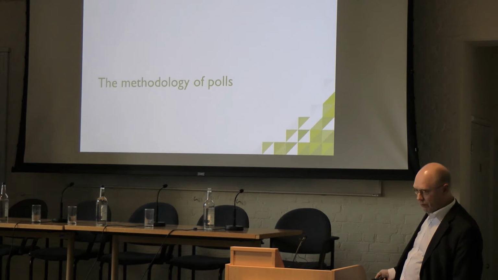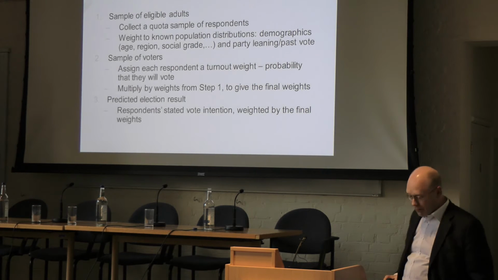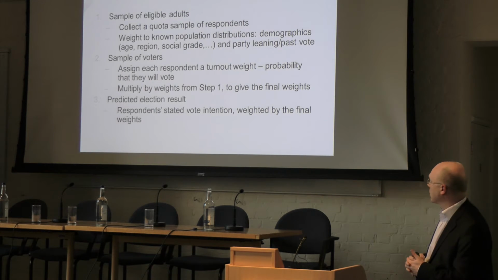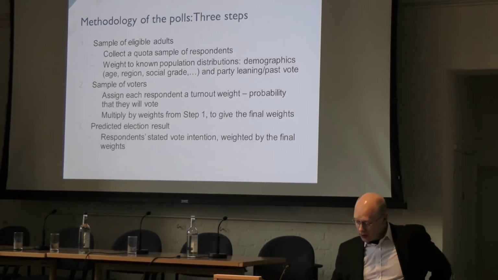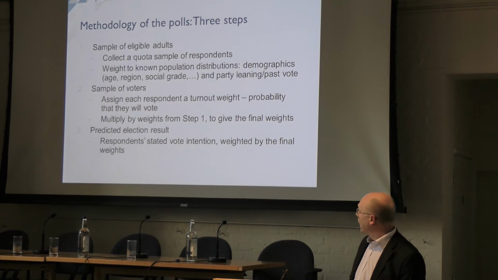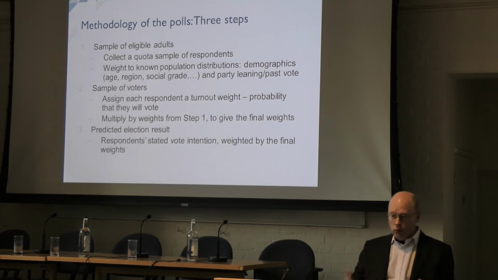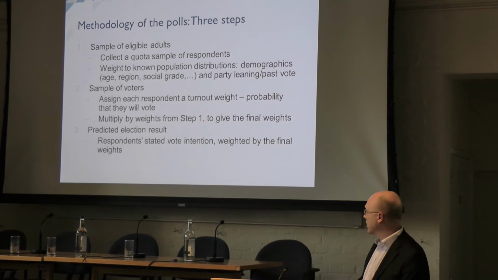And the core of it, which I'm going to outline here, can be summarized as consisting of three steps. First of all, you obtain respondents using some methods of quota sampling. Then you weight this initial raw sample to known targets of various population characteristics.